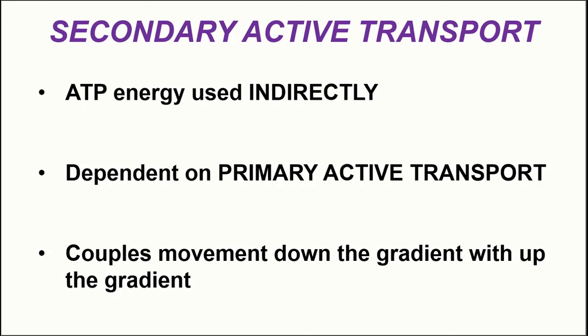Let's briefly turn our attention here to secondary active transport. As I mentioned earlier, secondary active transport uses ATP energy indirectly. What we mean by this is that the source of energy for secondary active transport is actually created by primary active transport. And because of this, secondary active transport is highly dependent on the activity of primary active transport. What secondary active transport tends to do is couple movement down, or with, the concentration gradient with movement up, or against, a concentration gradient. If that statement was a little bit confusing, let's take a minute and unpack that, and I'll show you exactly what I meant.